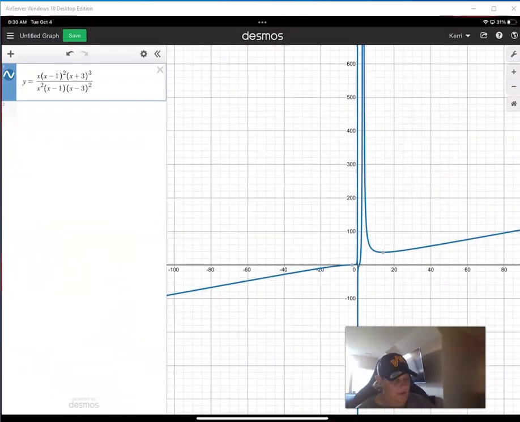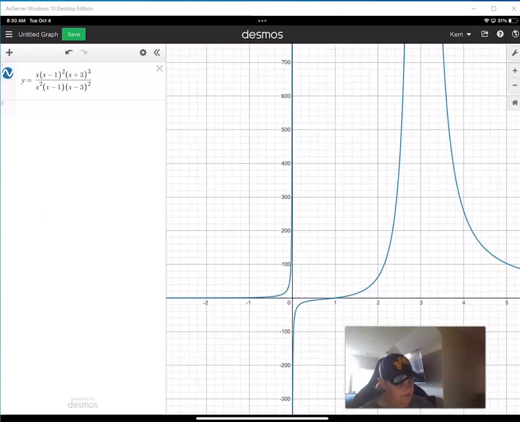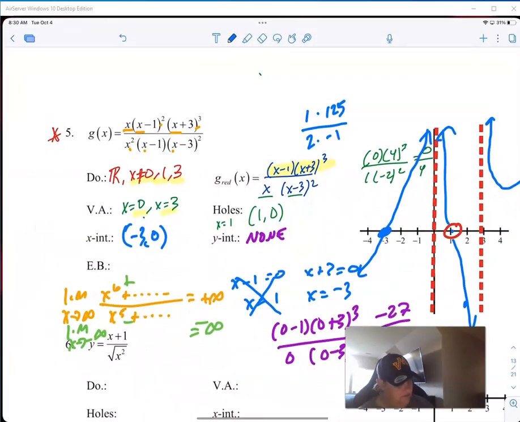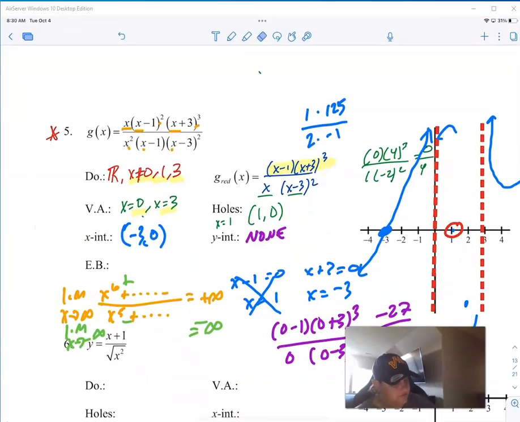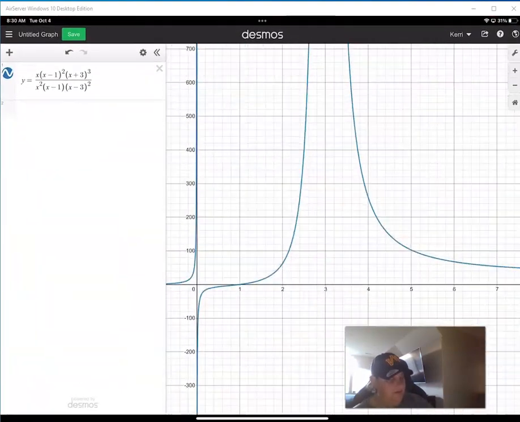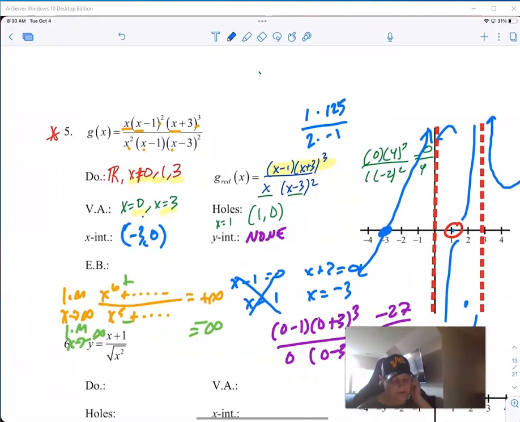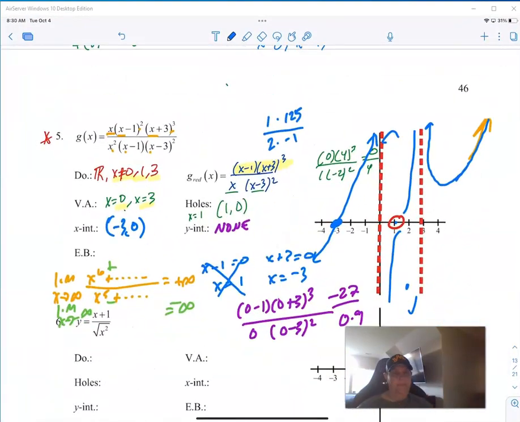Okay. And then yeah, my middle part comes through. Well, I must have plugged in 2 wrong. This is telling me it comes through this way. I guess that makes more sense. And then my last part goes like that. All right. Kind of a tricky one to graph, but there you go.